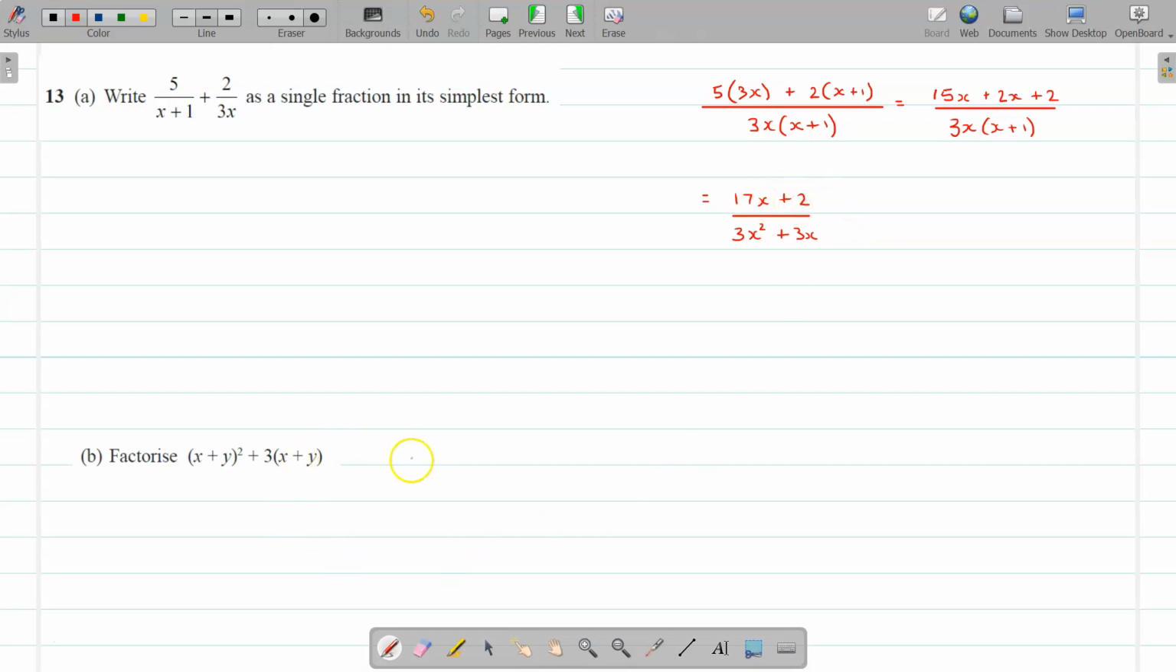Okay, now this is factorising, and what you've got to do here is recognise that x plus y is a common factor of both parts. So you've got x plus y times x plus y. Okay, I'll just write it out for you, but you've also got 3 lots of x plus y. So in total, you have x plus y as the common factor, and that's multiplied by x plus y plus the 3 from the other part here, and that's it. Okay, it's only 1 mark, so that's it.